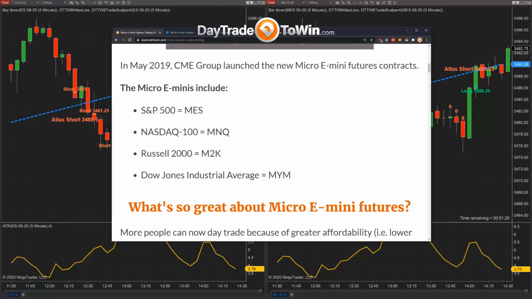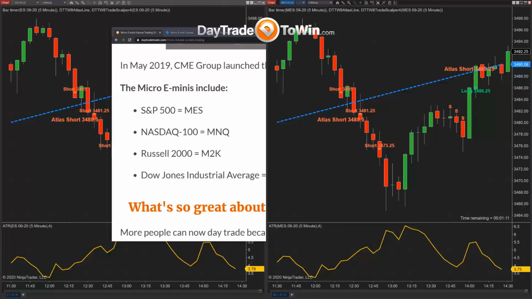Now, how do you access those markets in NinjaTrader? Well, you can access the micro E-minis by going up to this area of the chart and then begin typing what you want. I'm going to hit the backspace key, and you can see this turns into a large list of different instruments. So begin typing what you want, and you can use this list that I have up here.